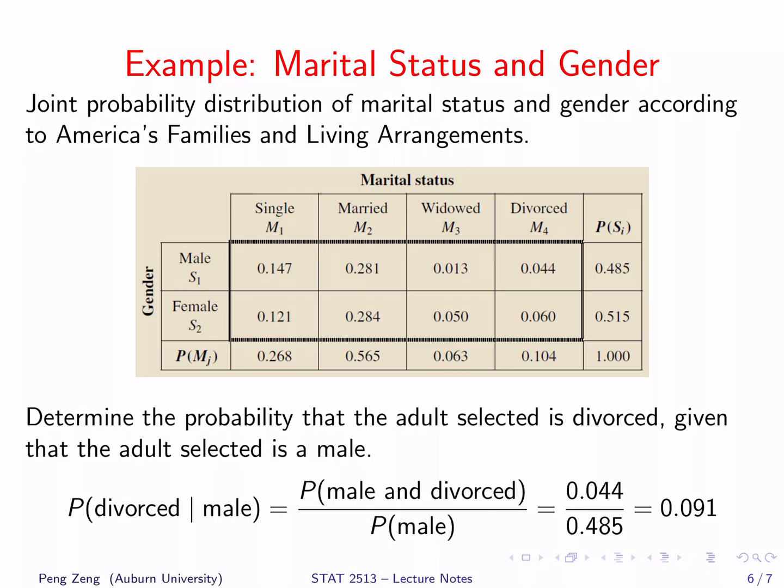The denominator is the probability of the given event. It is the probability of male, or the marginal probability of male. Check the table. The value is 0.485. Therefore, the conditional probability is 0.044 divided by 0.485, which is 0.091.